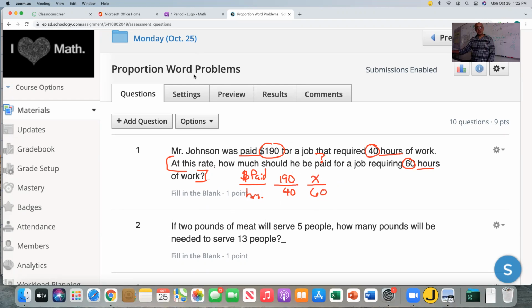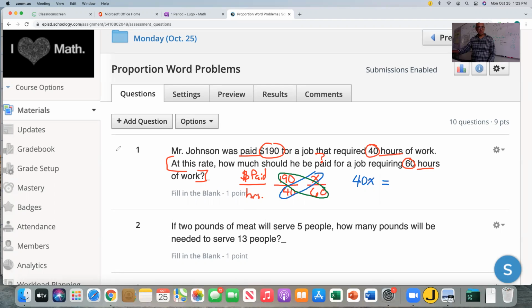Okay, now that we wrote this down, step number two, ladies and gentlemen. Step number two. We need to cross multiply. All right, so what I want you to do is write down an equal sign, because on either side of this equal sign, we're going to put our cross products, and we're going to cross multiply this 40 times x. So I'm going to write 40x on one side of the equation, and on the other side of the equation, I'm going to put my other cross product, which happens to be 190 times 60.